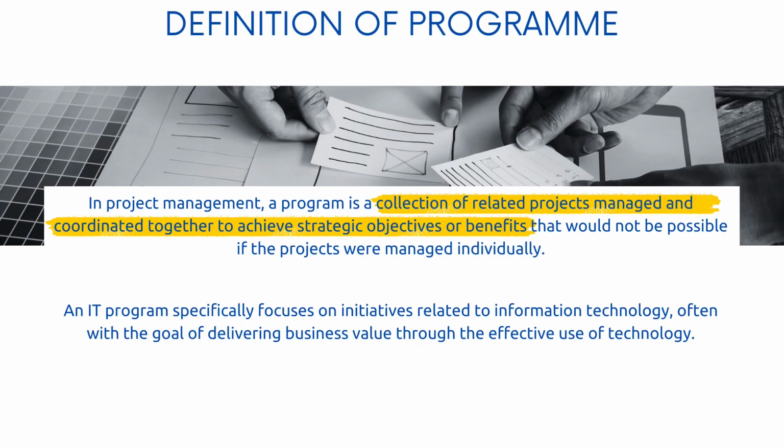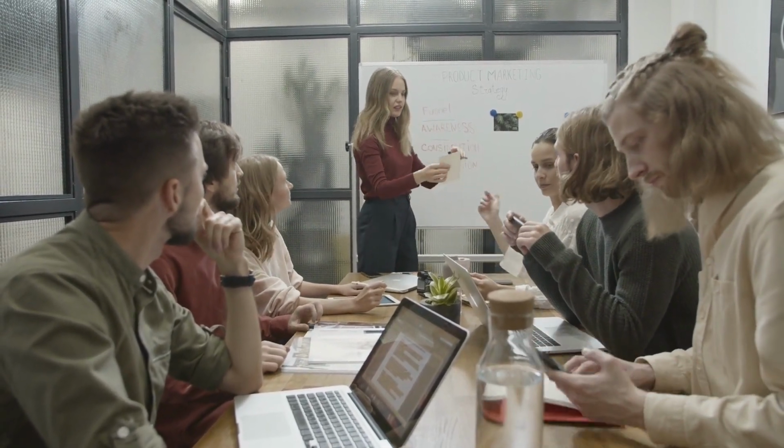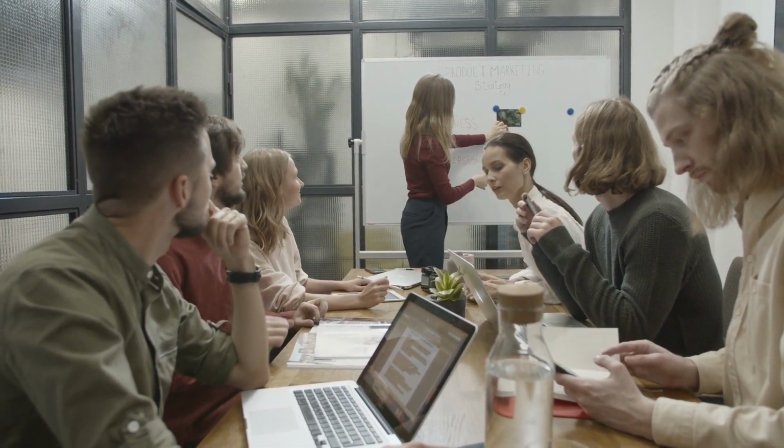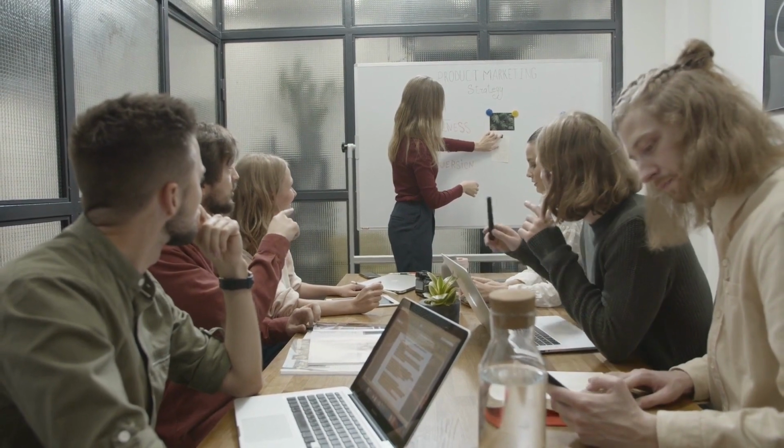In project management, a program is a collection of related projects managed and coordinated together to achieve strategic objectives or benefits that wouldn't be possible if the projects were managed individually. During the early stages, the program manager will gather the first info, identify the key stakeholders and meet them, which means running meetings and identifying actions to take.